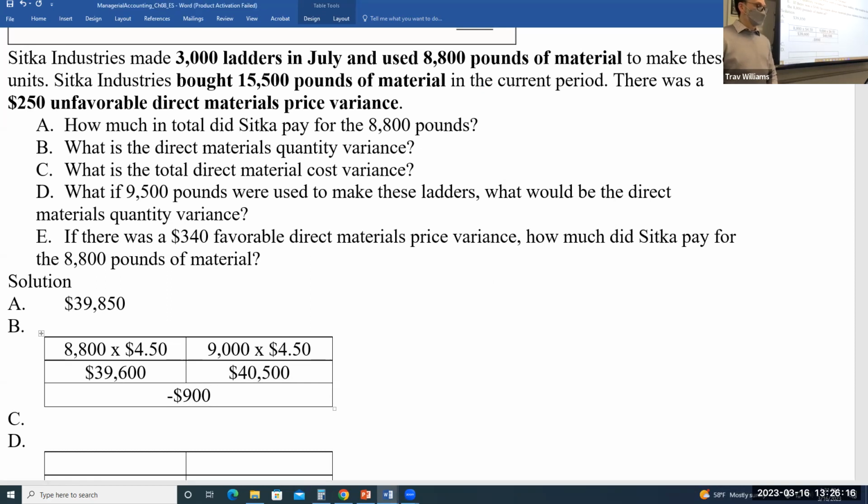Okay. What that tells us is the cost based on the actual quantity that we used was $900 less than the standard cost based on that quantity. You said negative or favorable, right? Yes, negative would be favorable because our costs were lower than the standard. So we're going to put up here as the answer, $900 favorable.